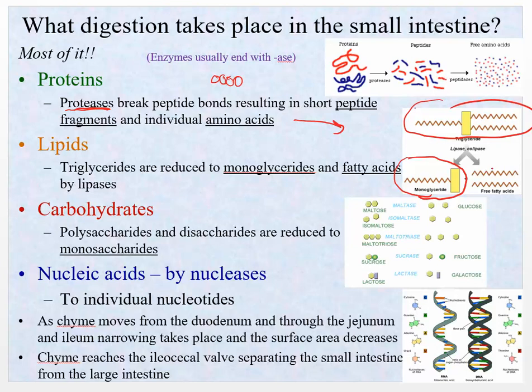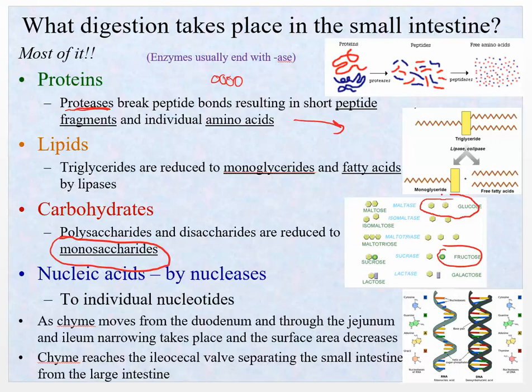Okay. All right, carbohydrates, polysaccharides, and disaccharides are reduced to monosaccharides. So we mentioned that as well. Glucose and fructose are examples of monosaccharides. So we can see that here. Fructose, there's glucose. Galactose is broken down from lactose. You don't have to really know all those, but that's what we're talking about, taking chains and turning them into monosaccharides. All right, nucleic acids are broken down by nucleases. Really, those are just restriction enzymes that break them apart, to individual nucleotides.